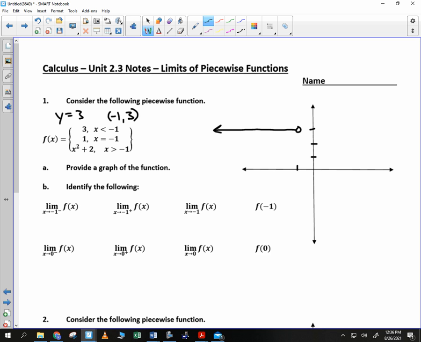Notice that the next one says 1 for x equals -1. Can you anticipate what that's going to look like? Just a point, right? When x is -1, y is 1. There's no inequality sign here, so I don't graph all the way to the left or all the way to the right. I simply plot -1, 1.